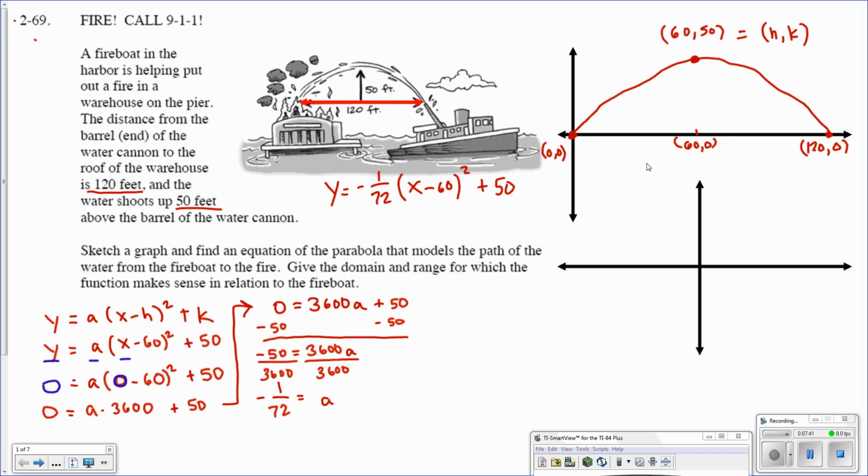All right, and then our domain on this one for the situation here is going to end up being, you know, from 0 to 120. So our domain for this particular equation is going to be 0 to 120. The range ends up being from 0 to 50. All points inclusive there.